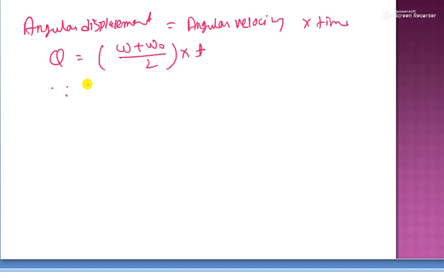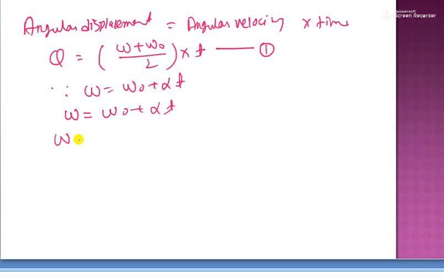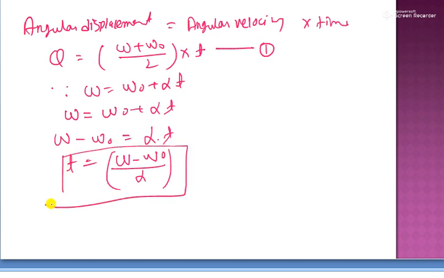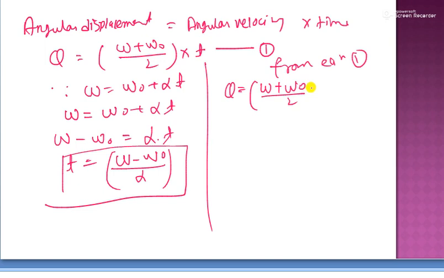Since by the first equation of rotational motion omega equals omega naught plus alpha t, now we find the value of t. So omega equals omega naught plus alpha t; omega naught is transferred to the LHS and becomes minus omega naught, equals alpha t. Now t equals omega minus omega naught, we transfer alpha from multiply to divide. Here we can find the value of t. Now we put the value of t in equation 1. From equation 1, theta equals omega plus omega naught by 2, and the value of t is omega minus omega naught by alpha.